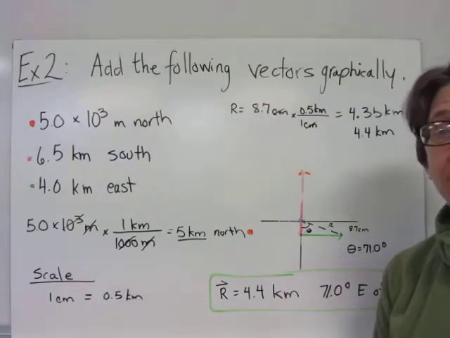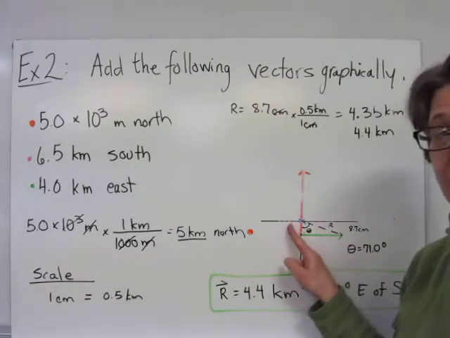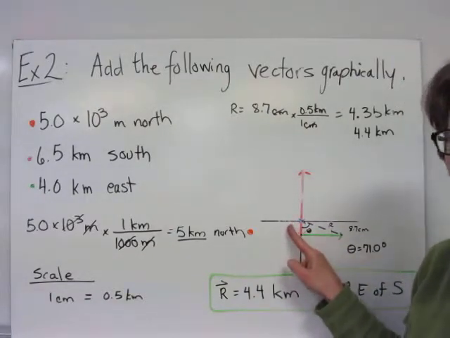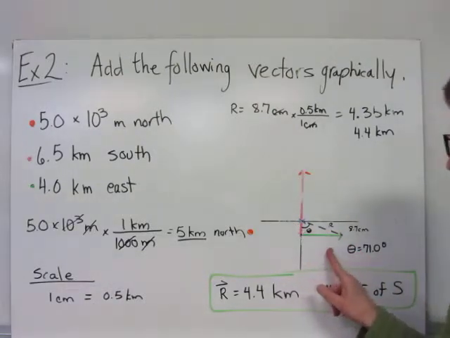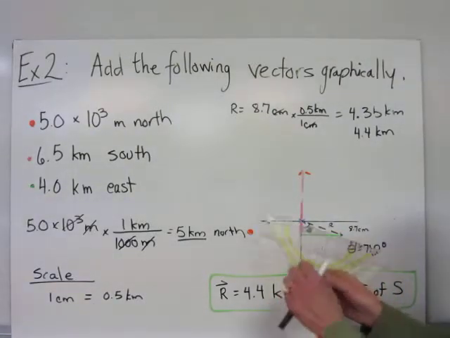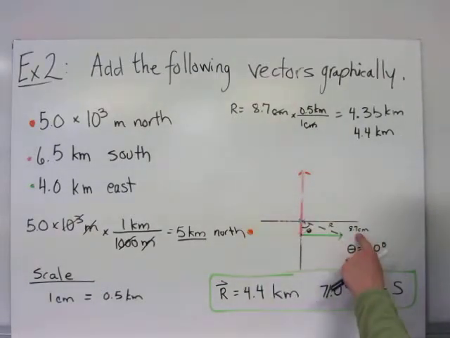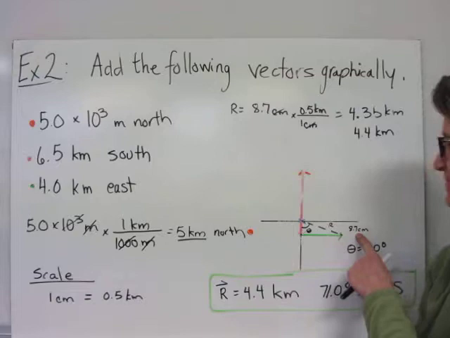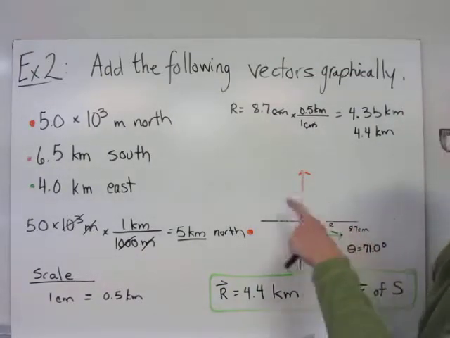Again, your goal is to find the resultant, which goes from the beginning of where you began the process at your origin to the tip of your last vector. So I just measured that using the ruler part of this protractor. So I got about 8.7 centimeters. Hopefully you'll have a much more accurate number. It's hard with the thick pens.